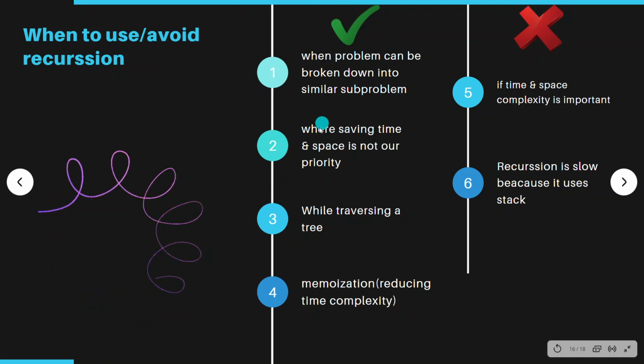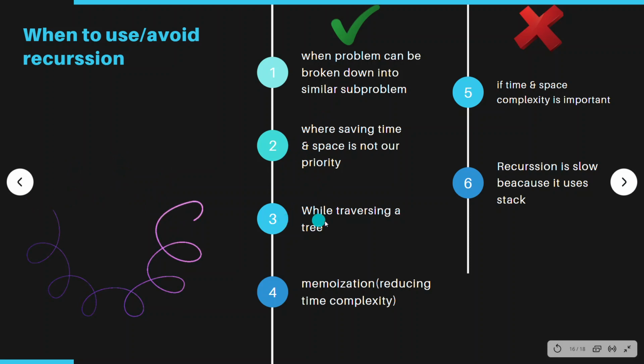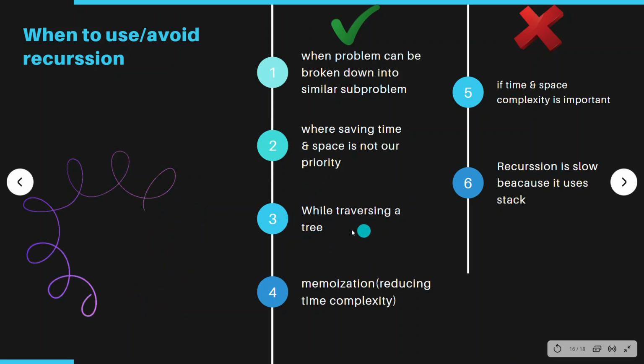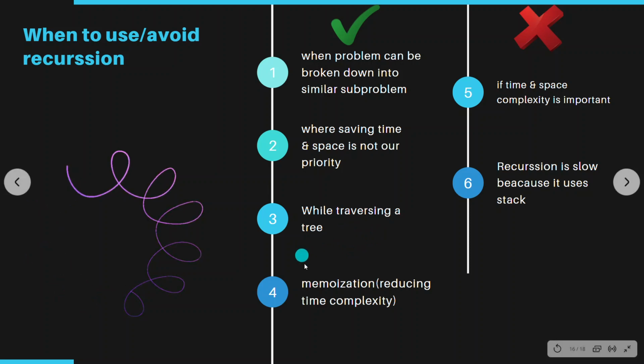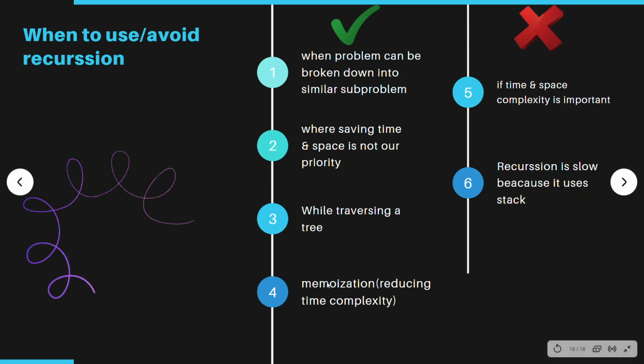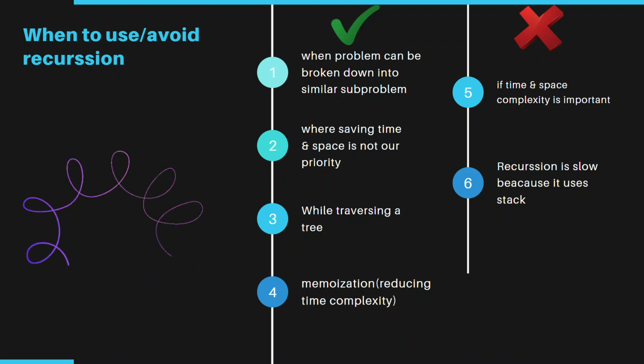Moving on to the second point, where saving time and space is not our priority. Moving on to the next point, while traversing a tree. We will see in the trees and graph section also in very detail. Fourth, memoization, which also reduces time complexity. Memoization is basically a technique in which we remember the previous results and use them in the future.